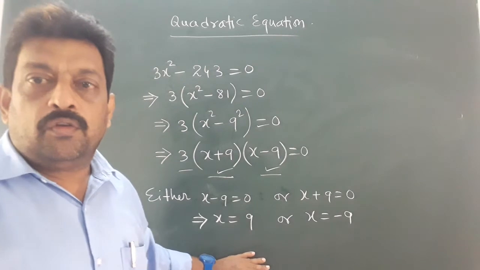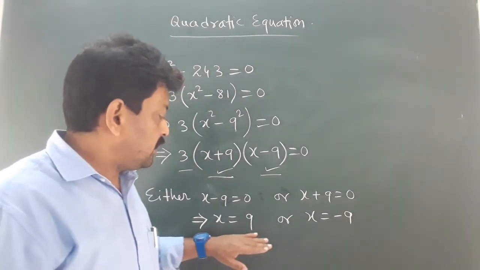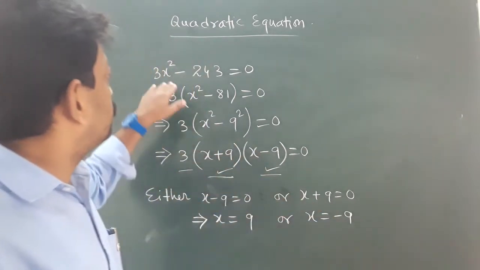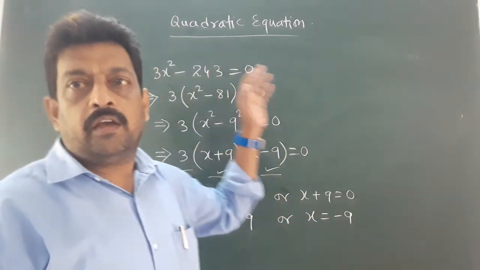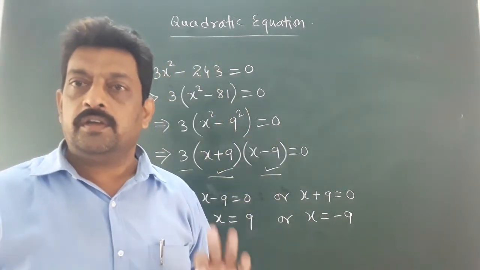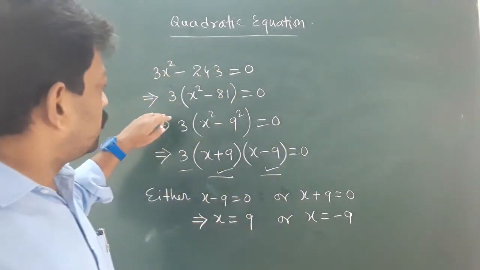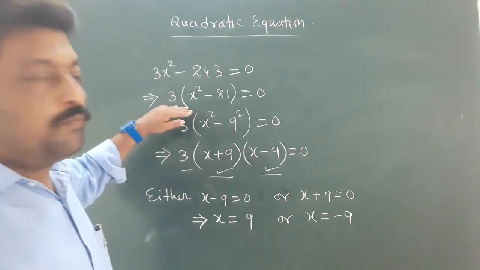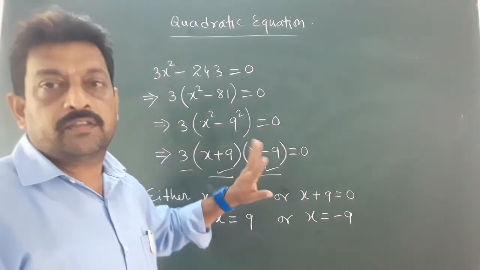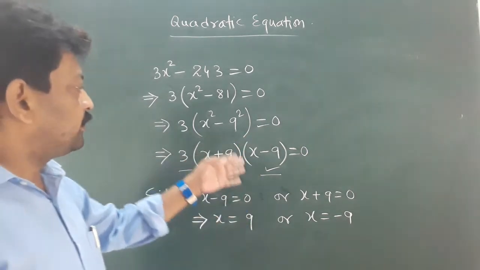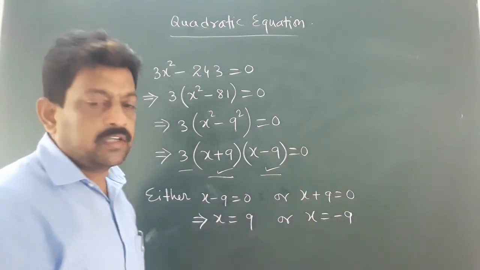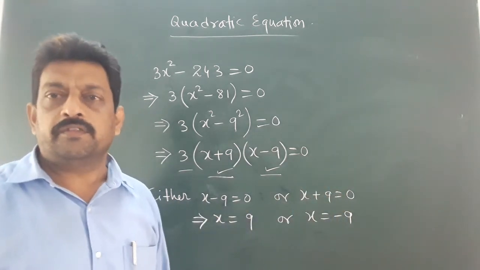So here we have got the roots as 9 and minus 9. So 9 and minus 9 are the roots of this equation. These are also the solutions of this quadratic equation. Understood? So what we have done here is taking common and then factorization using the identity. By using this method, we can easily solve this quadratic equation and find the roots.